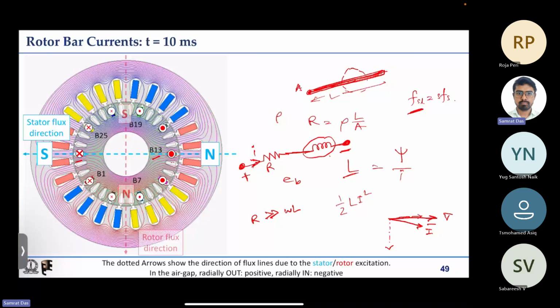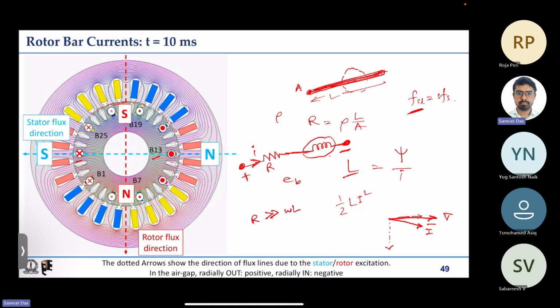There is another way of looking at that also. One way is we can look at the air gap flux density, and if it is radially outward, we assign a positive sign, and if it is radially inward, then we assign a negative sign. Then if we plot B theta along the air gap, B for the stator and B for the rotor, we can clearly say which one is leading and which one is lagging. And another simple way can be there.